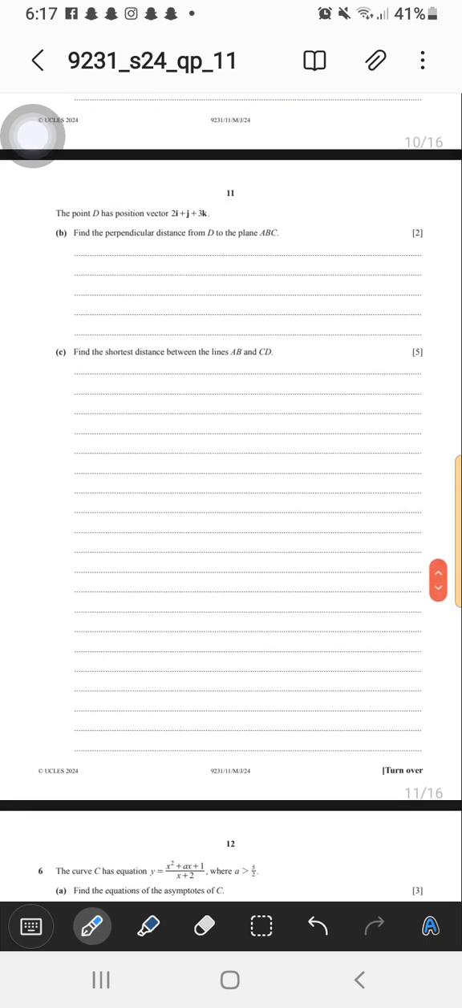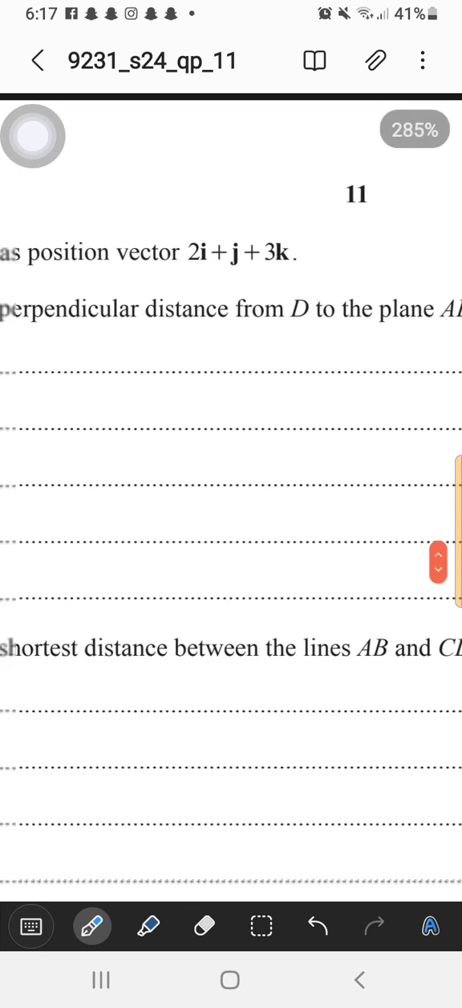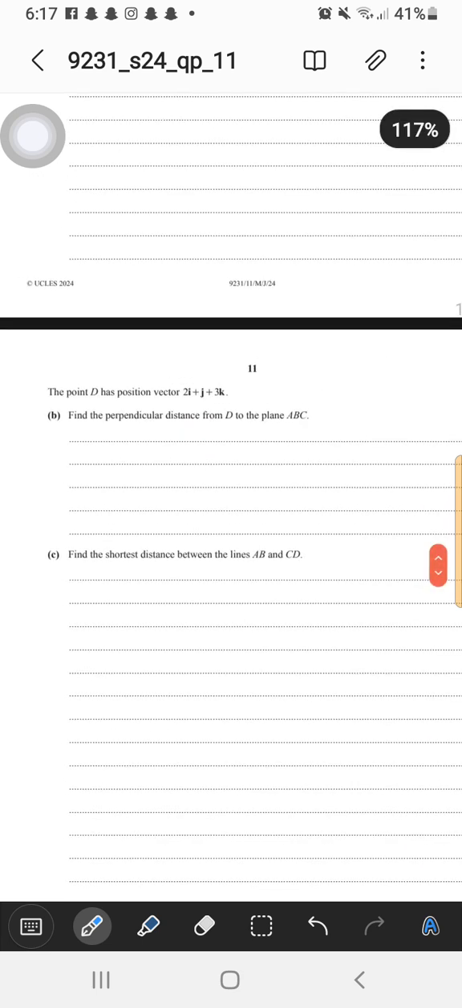Now we are moving to the next part here. In this, a new point is introduced, the point D. Its position vector is 2i plus j plus 3k. We are asked to find the perpendicular distance from D to the plane ABC. It is for 2 marks. Okay, so our formula to find the distance between a point and the plane is like this.